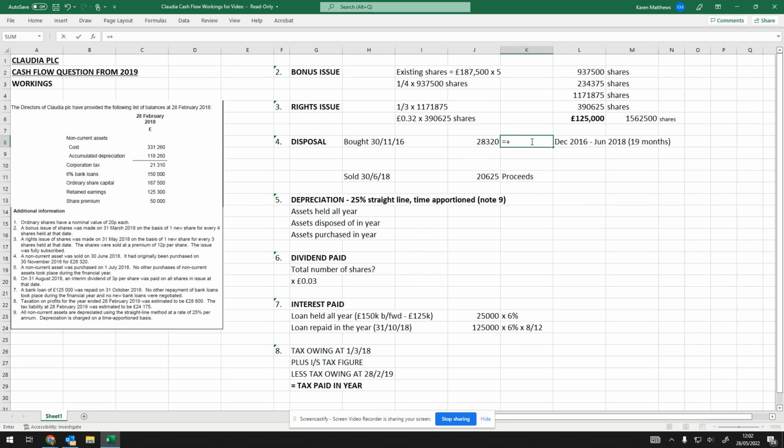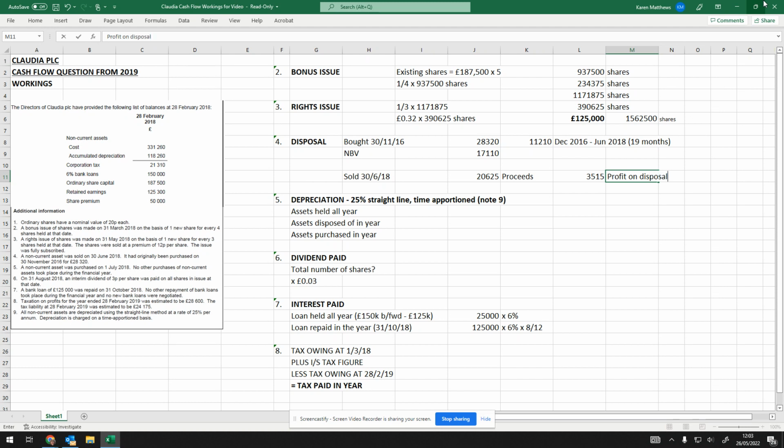So the way we're going to work that out is we're going to start with the cost, and we're going to say 28,320 times 25%. Okay, and then we're going to multiply that by 19/12 to gross it up. So the depreciation is going to be 11,210. Okay, so that's the depreciation. Therefore, the net book value of the asset is going to be the difference between these two. So it's going to be the 28,320 minus that 11,210, 17,110. If we've sold it for 20,625, we've actually made a profit on disposal.